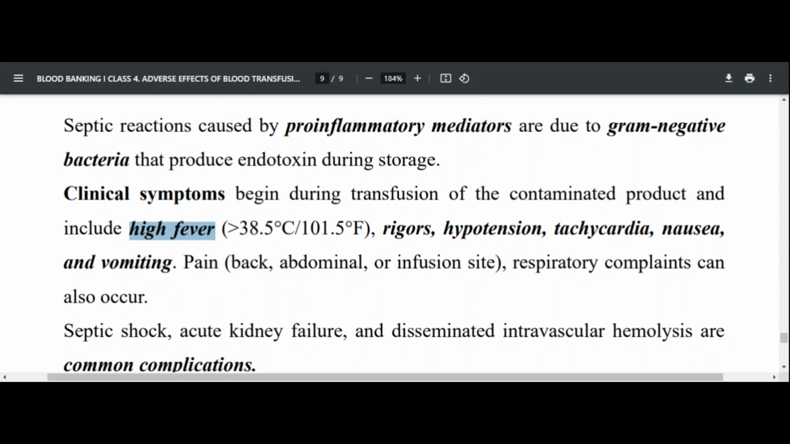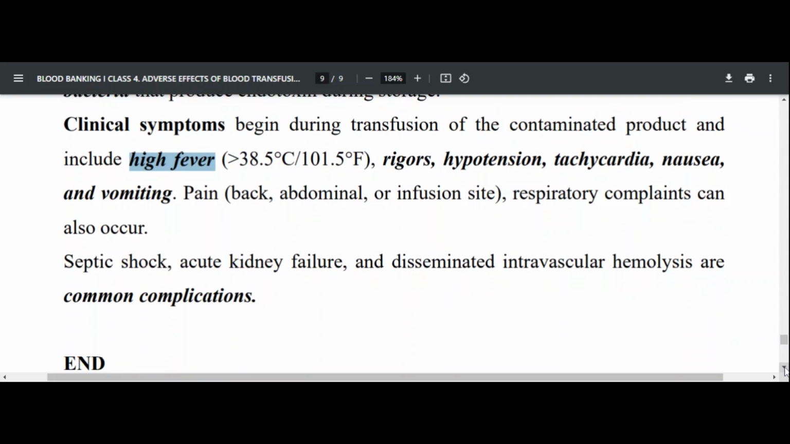These are the prominent symptoms, and also pain, back pain, abdominal pain, as well as pain at the infusion site would happen, and respiratory complaints can also occur in the patient. So there are so many symptoms a patient would develop, including septic shock, kidney failure, as well as DIC. Those are also other common complications of this patient.